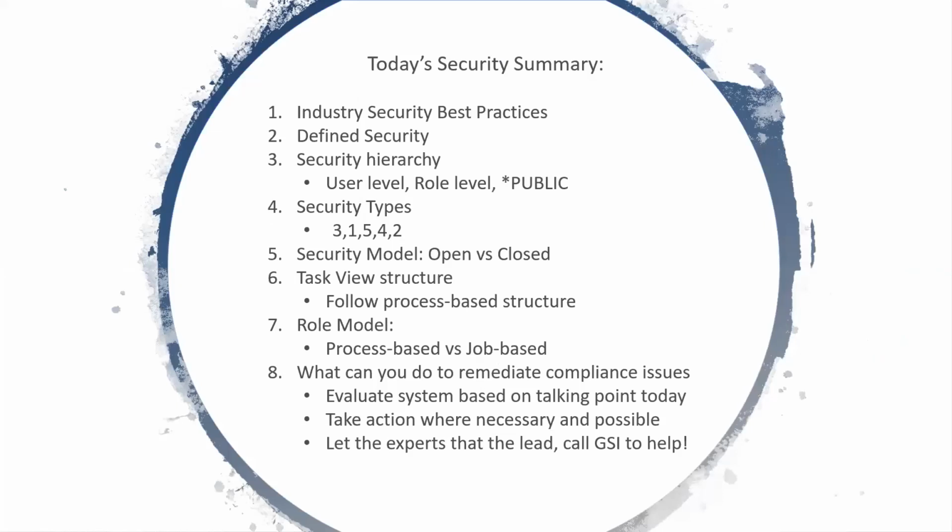I'm not going to go back over these, I'm going to quickly recap what we talked about, and then we're going to get to some questions and answers. We're coming up on the top of the hour. We looked at some of the main industry security best practices. There are more, but these are the highest concern. We defined the security hierarchy: the user level, then role level, then star public. Our security types are 3, 1, 5, 4, and 2. Application is type 3, action type 1, processing options and data selection type 5, row security type 4, and column security type 2.